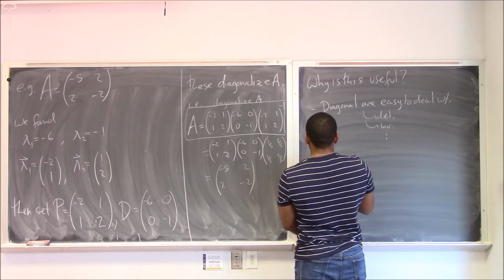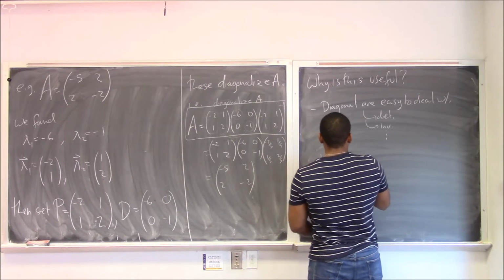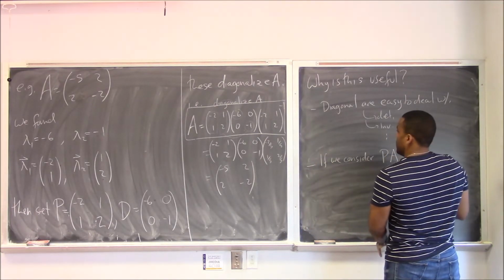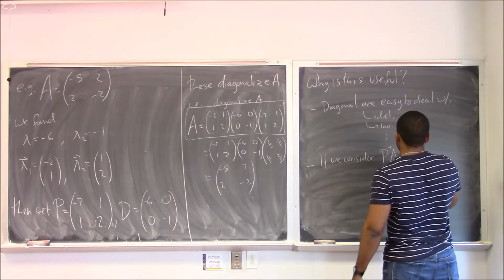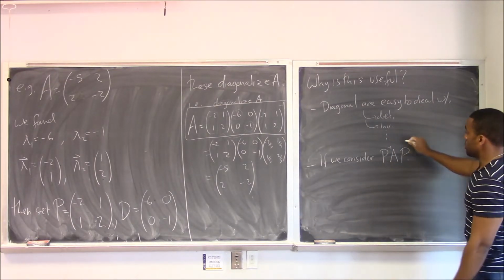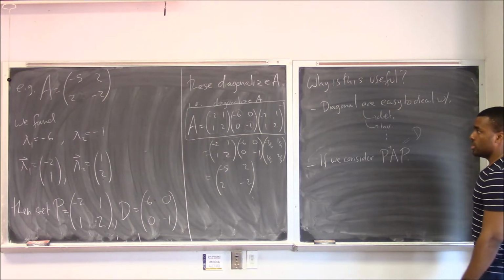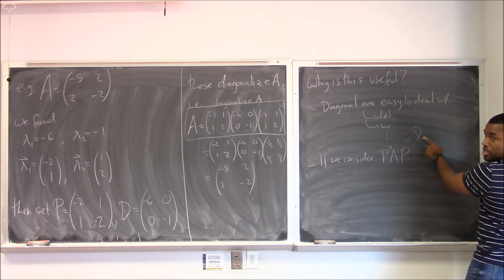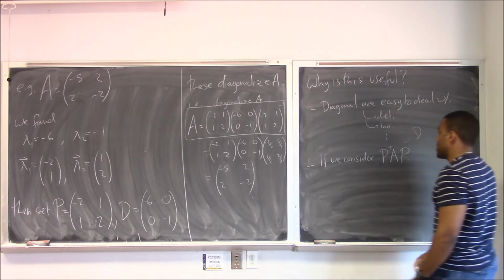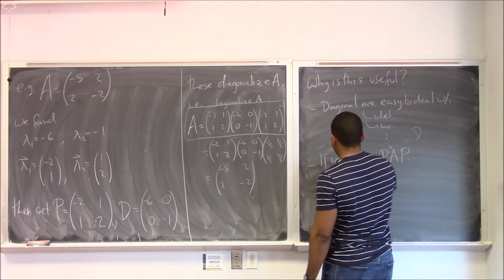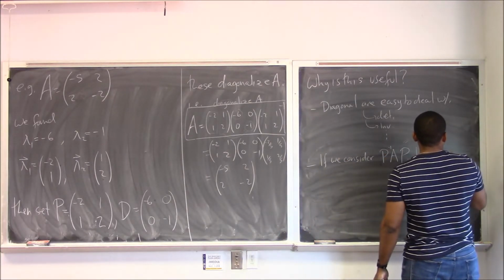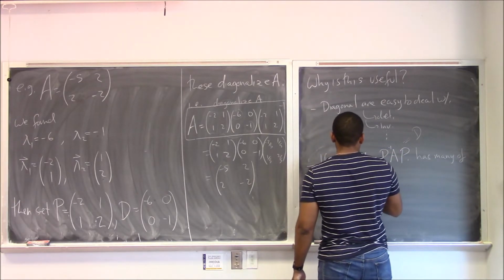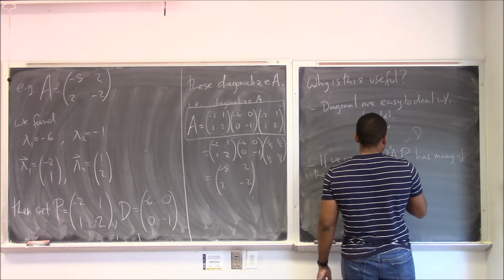So, also, if we consider P inverse A P, notice that this is the diagonal matrix. If A is equal to P times D times P inverse, then I would be able to solve for the diagonal matrix and write it like this. Now, what are some important properties? It turns out it has many of the same properties as A.